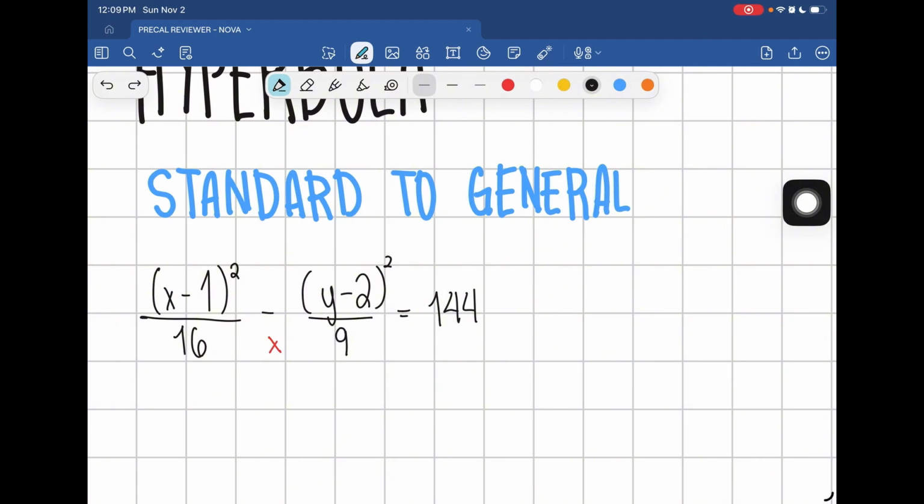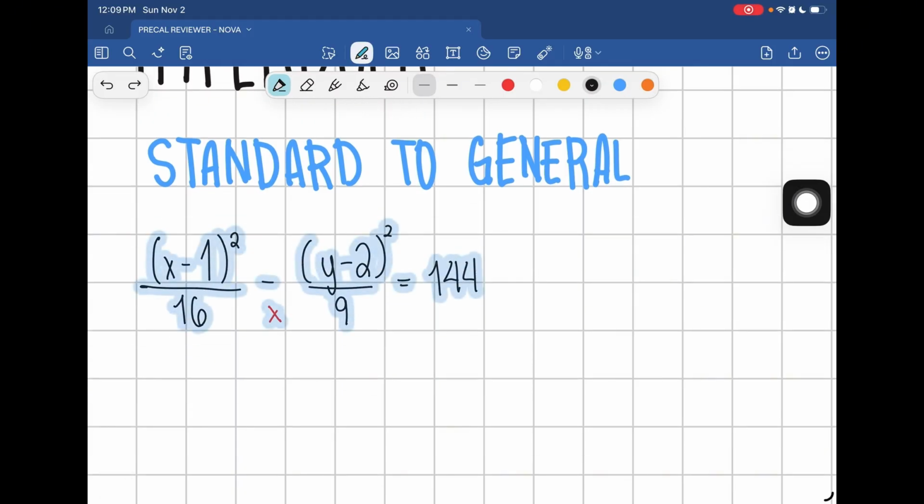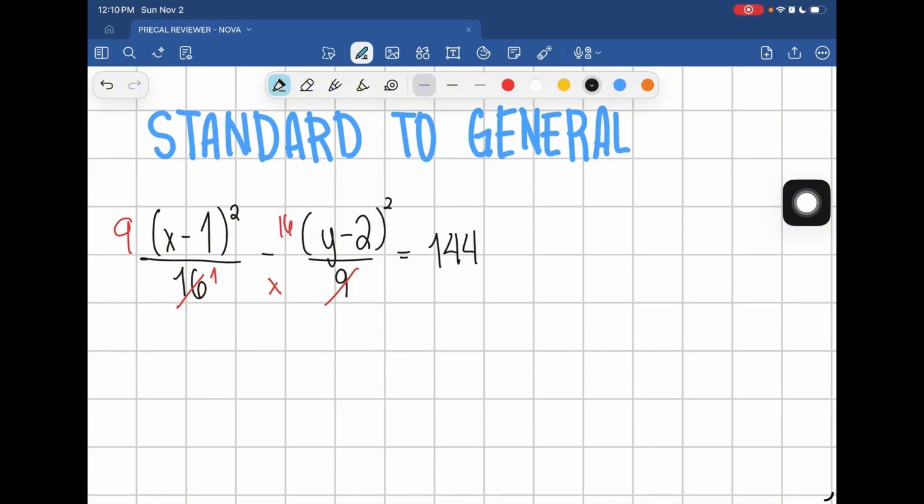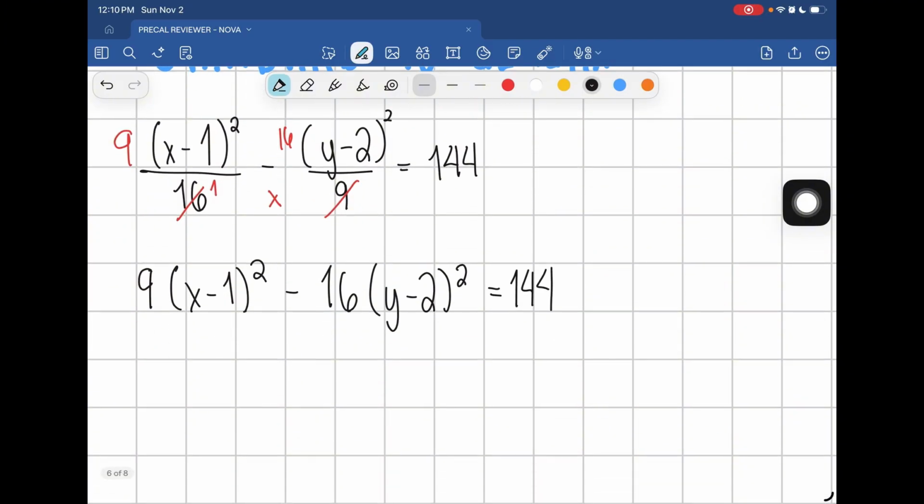Alright, we're gonna have to divide it. So 144 divided by 16 is equals to 9. So this becomes 1 and this becomes 9. And 144 divided by 9 is equals to 16. Okay, let's copy this. There we have it. And next, we're gonna have to expand these two binomials.